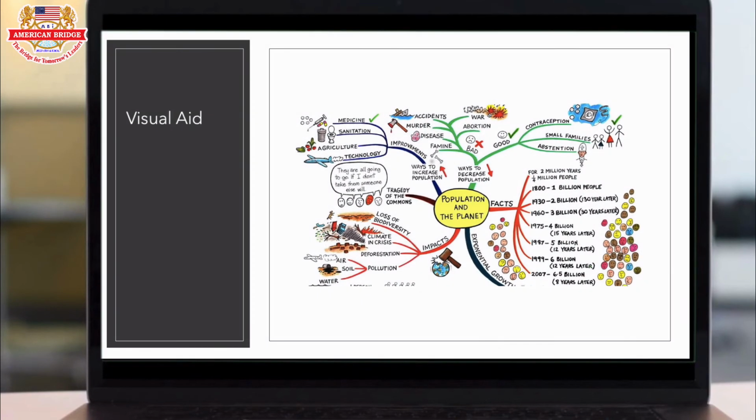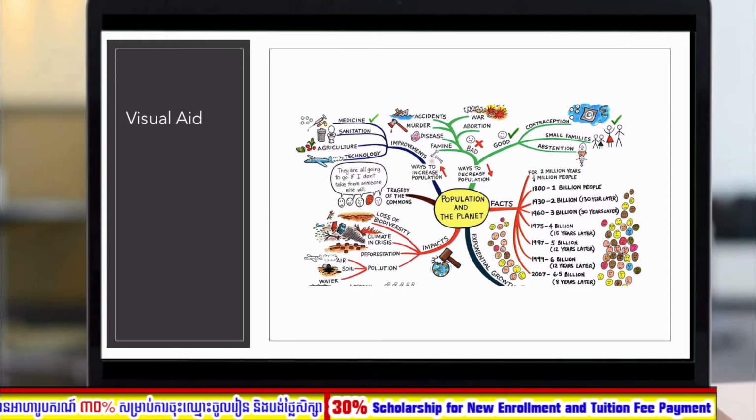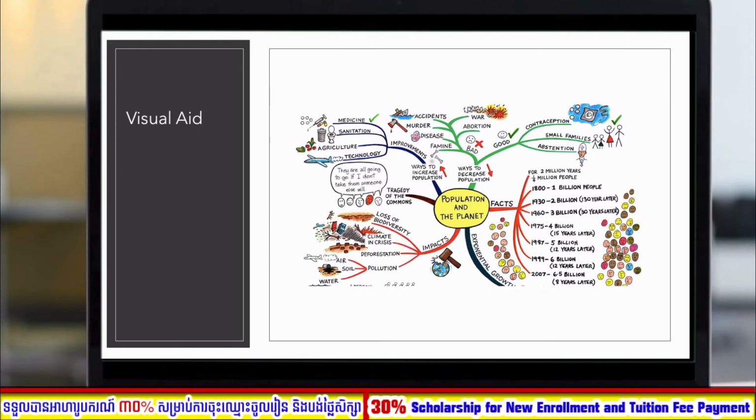Last strategy, which is to use a picture. So as you can see here is the mind mapping strategies. This one looks a little bit complicated, but for sure, if you do it yourself, you will understand the information here. So let's look at the topic.